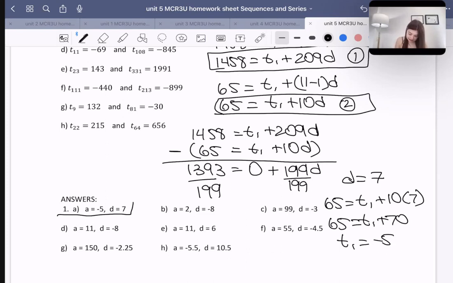And that is the answer they got here, except of course T1 they said was A, but it's the same thing. So you should have gotten that T1 or A is negative 5 and D is 7, and that is indeed what we got, so we've done it correctly.